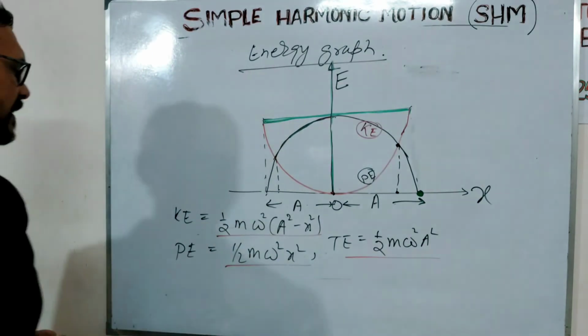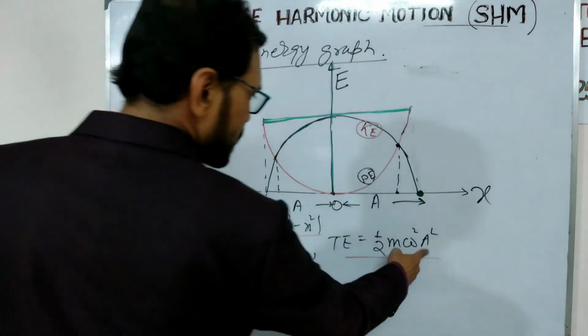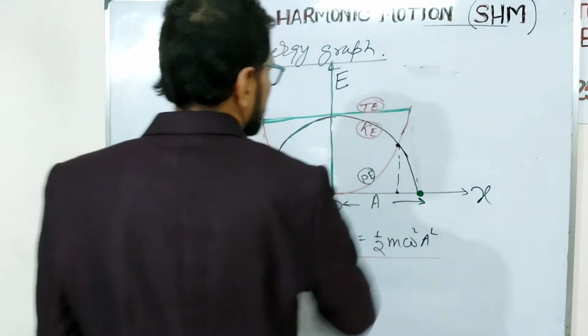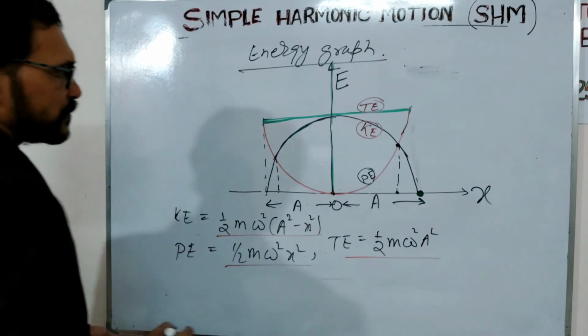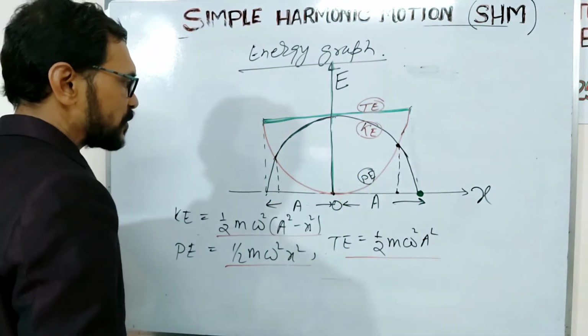Total energy is independent of x. So this is the total energy graph. So we have three types of graphs, the graphs of the three energies.